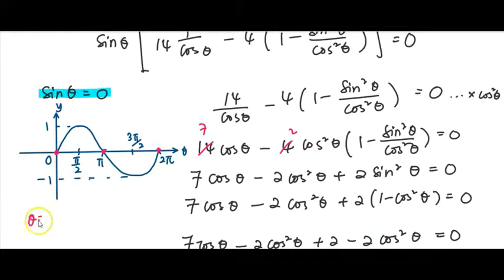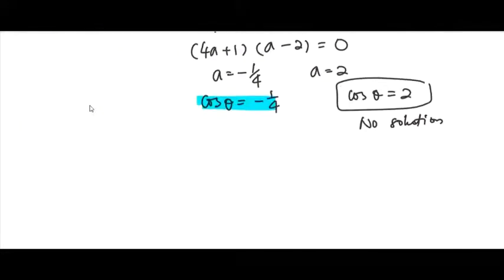So my theta will be 0, pi, and 2 pi. That will be the three angles that we can accept for this equation. Now we move to the next equation, which is cos theta equals negative 1 over 4.